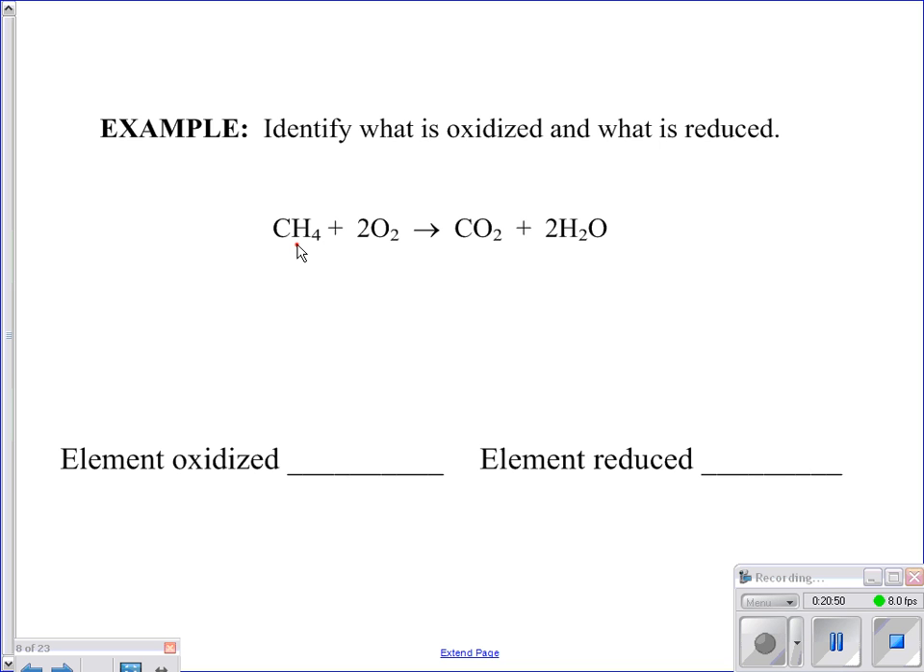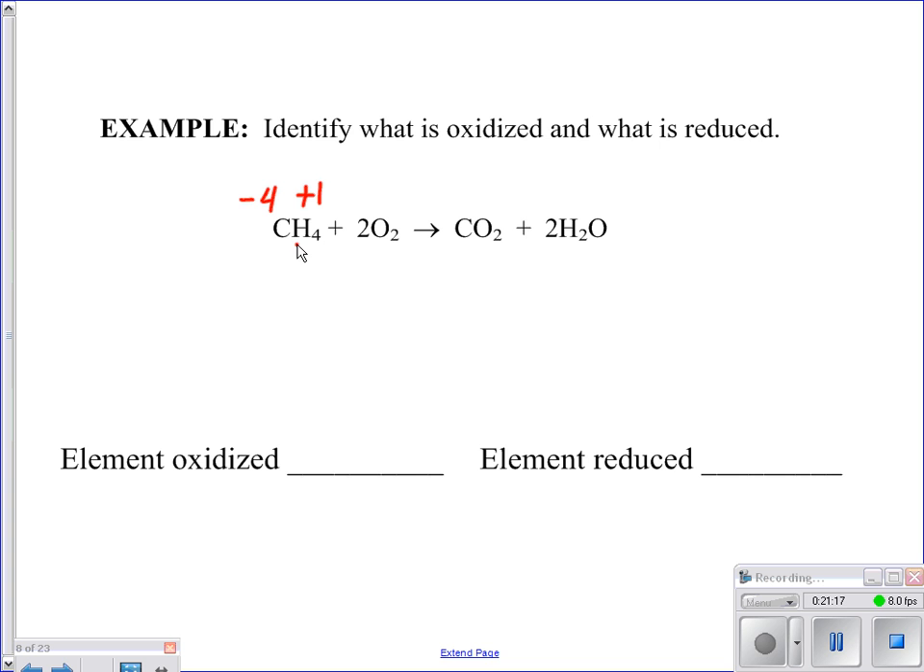So with my methane here, what do you know the oxidation number of? Hydrogen. It's +1. Do a little math in your head. What does that mean carbon has to be? -4. Okay, tricky one. Oxygen, what's the oxidation number? What is it? 0. I heard it.